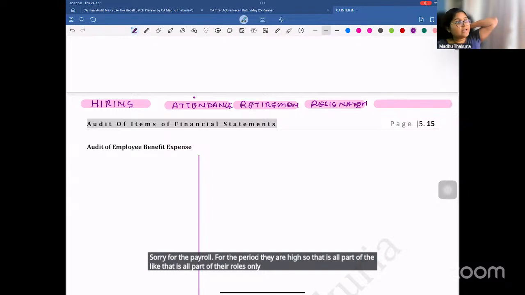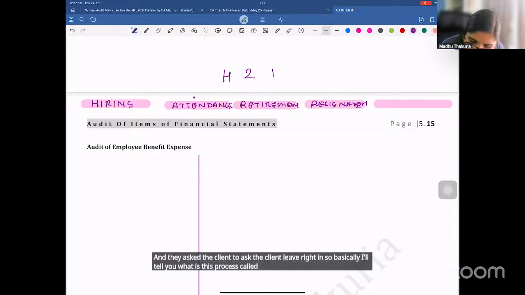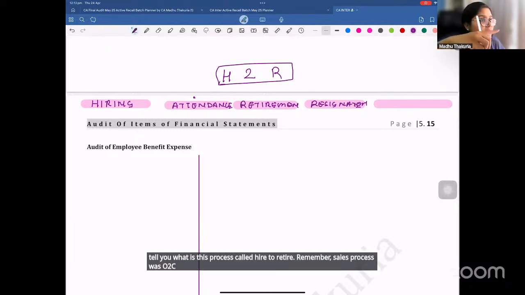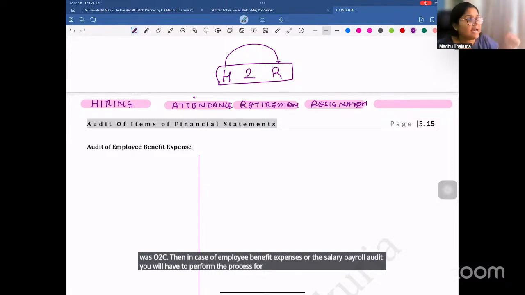Now, if there is a retirement of an employee, a resignation, or a layoff or retrenchment where they ask the employee to leave, right? I'll tell you what this process is called: hire to retire. Remember, the sales process was O2C. In case of employee benefit expenses or the salary payroll audit, you will have to perform the process for hire to retire, the entire process of it. And the employee deductions will become part of your salary audit only.